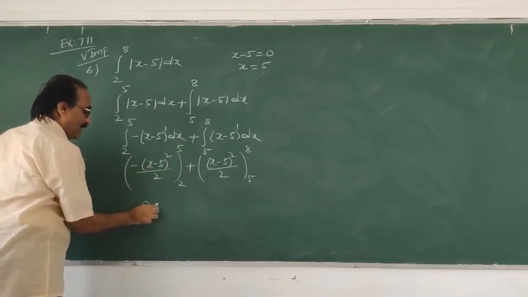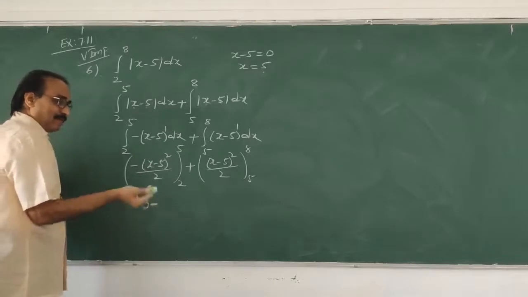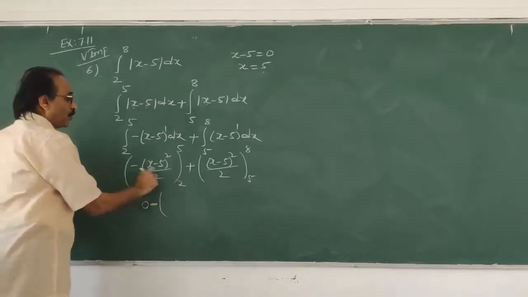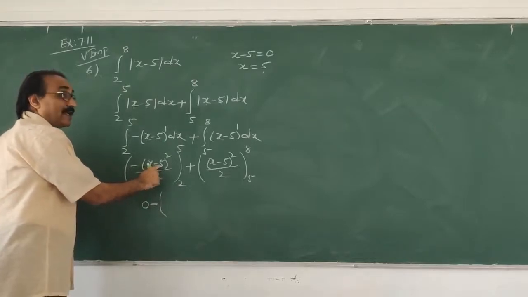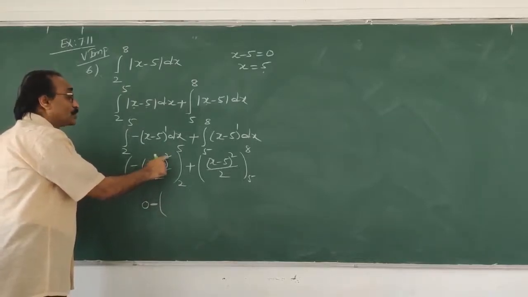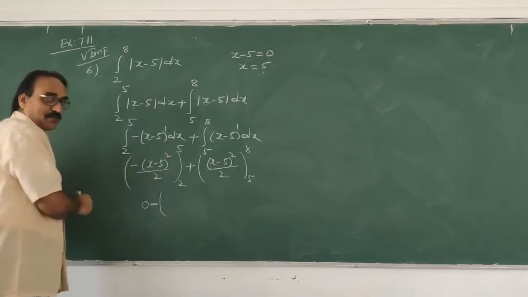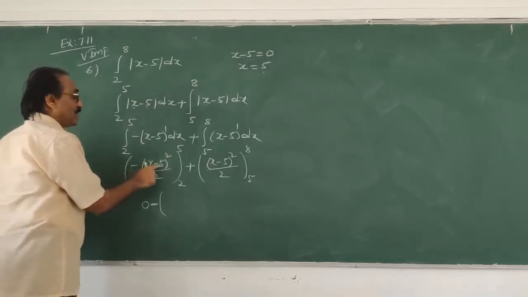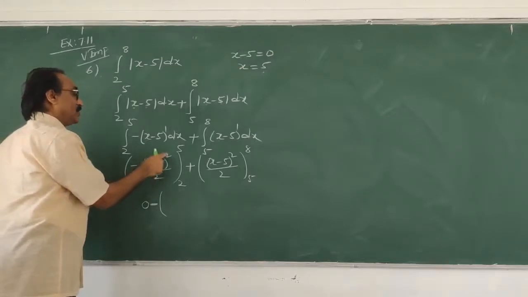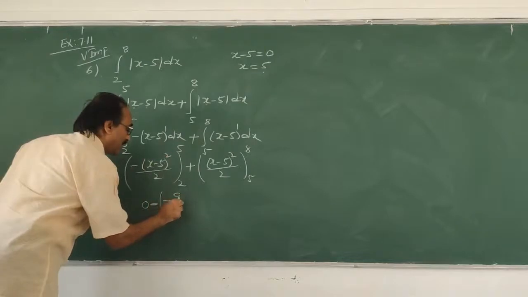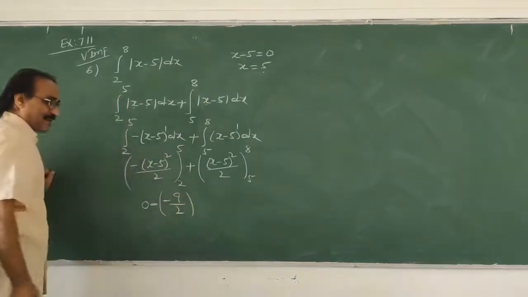Happy. Minus formula: upper limit minus, put bracket, lower limit 2. 2 minus 5 is minus 3, minus 3 whole square. We should not first multiply this; the square is there, after that only you should find out. So minus 3 whole square is 9, 9 by 2, and the minus outside gives minus 9 by 2. Previously also we got like that only.